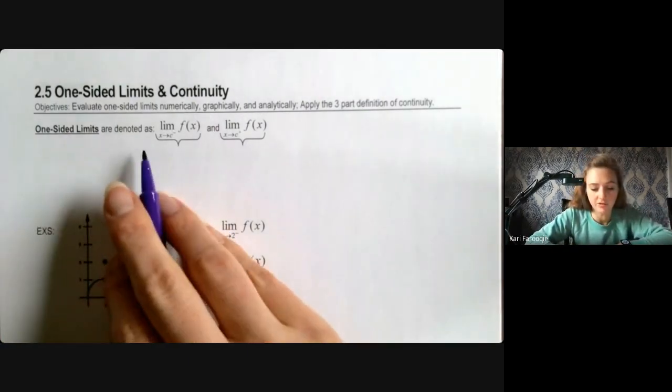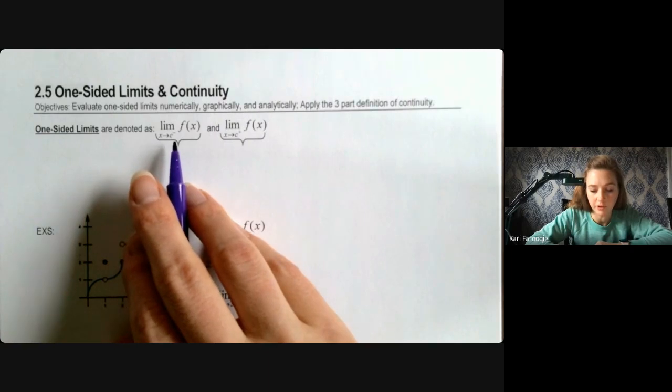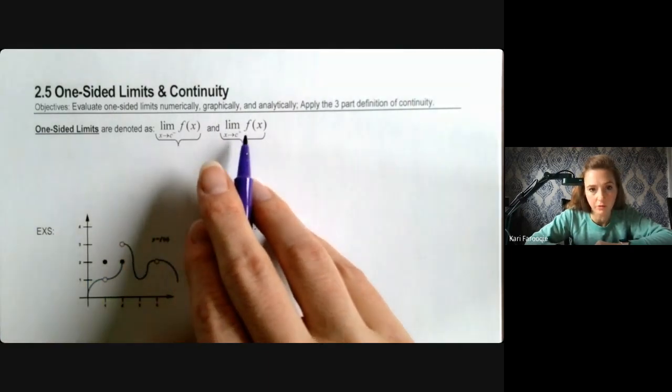One-sided limits are denoted as follows. Now, normally we've just seen the limit as x approaches c. Now we have as x approaches c from the left and as x approaches c from the right.